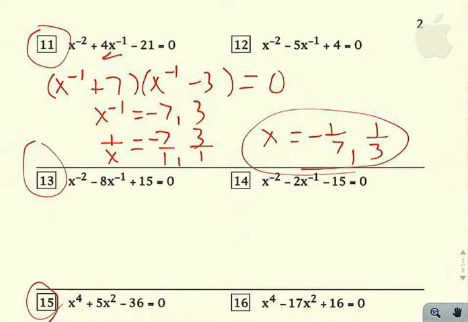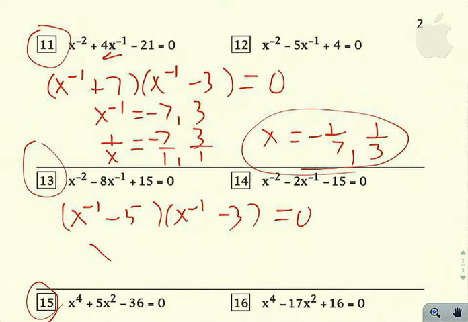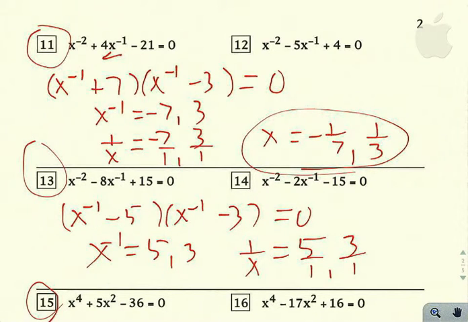Number 13, same approach. X to the -1. And the two numbers that work here would be -5 and -3. So x to the -1 equals 5 or 3. But x to the -1 is 1 over x. So x then would be equal to 1/5 and 1/3.